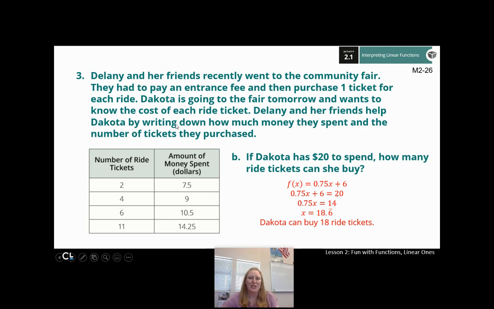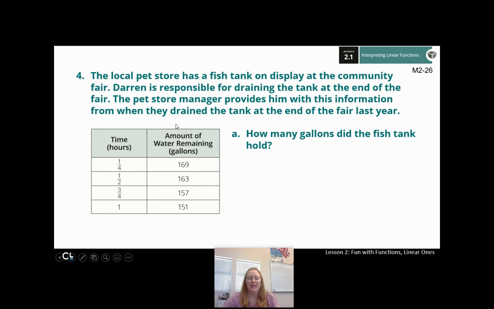Let's do a new situation. 18 ride tickets, man, I would be so sick by the end of that fair. Maybe she should go on fewer rides and use some of that money to buy cotton candy or something. But that's just my opinion.